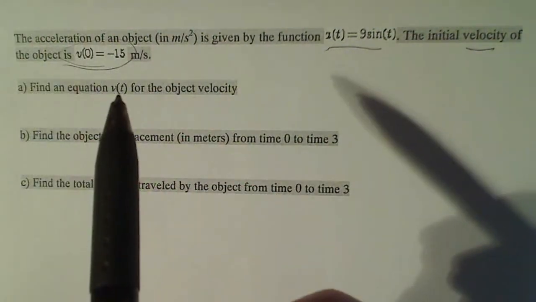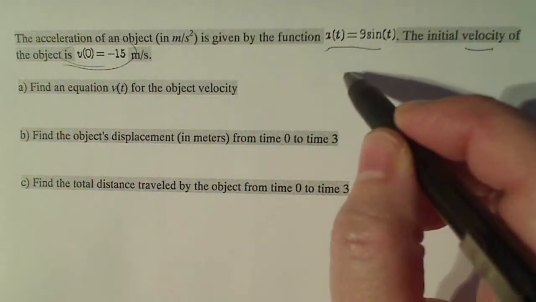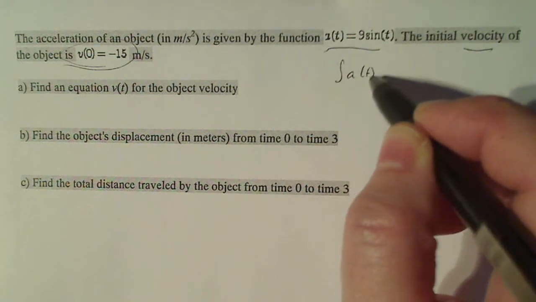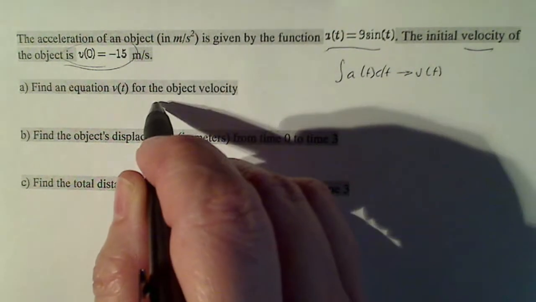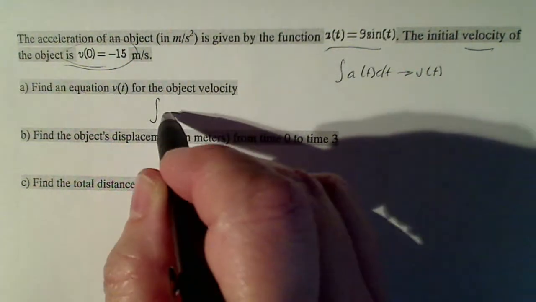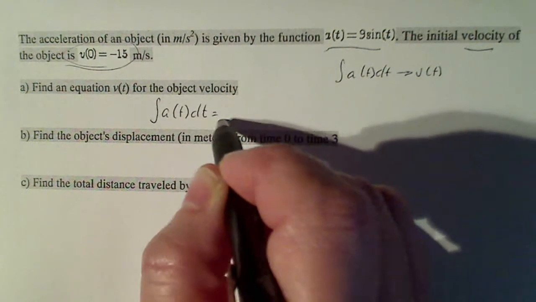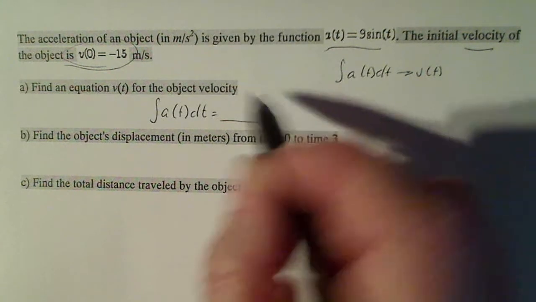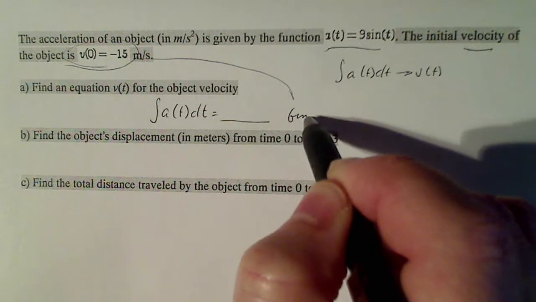initial number right here. So if we want to find the equation v of t, we have to realize that if I integrate a of t dt, I go to v of t. So that means I need the indefinite integral of a of t dt, and whatever that turns out to be, that's going to produce v of t with a constant attached. And then you're going to use this information here to find c.